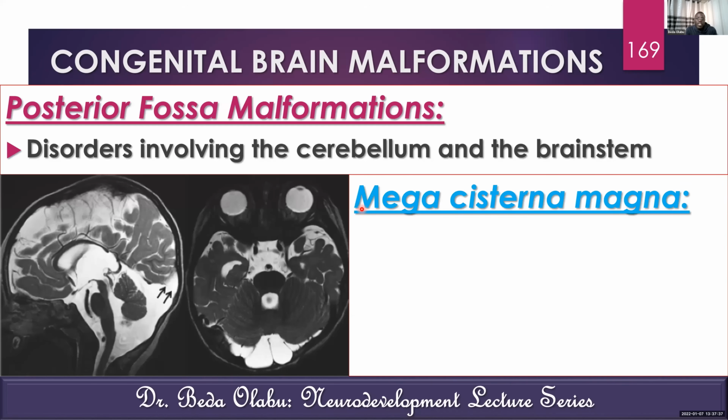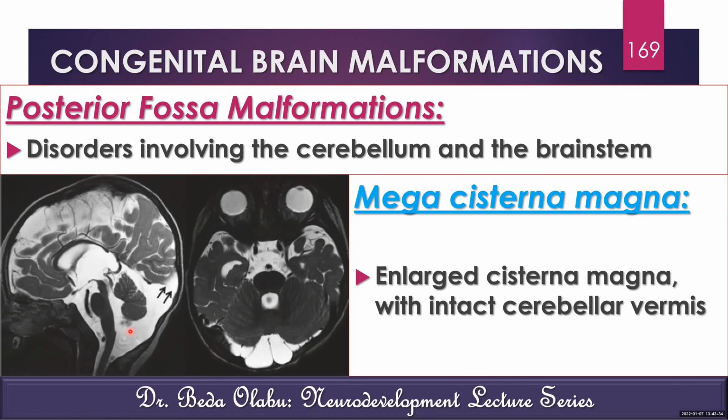Apart from Dandy-Walker malformation, we also have what we call megacisterna magna. Megacisterna magna can be easily confused with Dandy-Walker malformation that we've just seen, but there's some important difference between the two. The key difference between Dandy-Walker malformation and megacisterna magna is the cerebellar vermis.